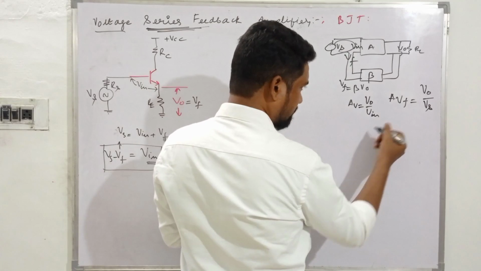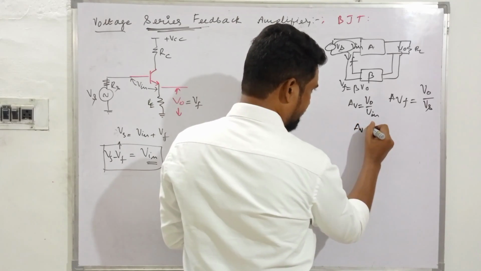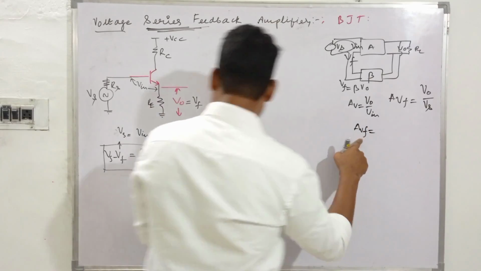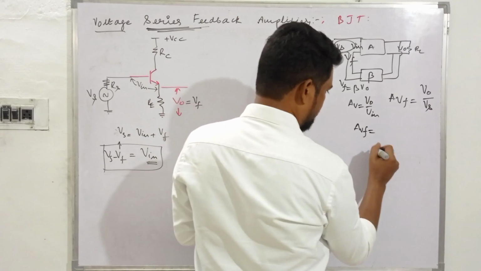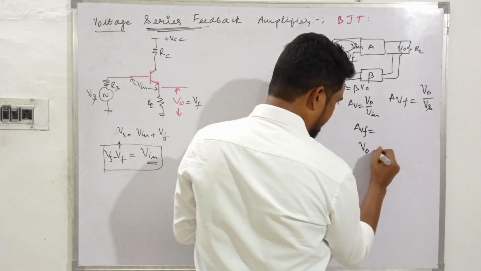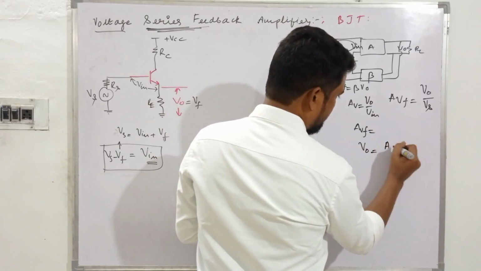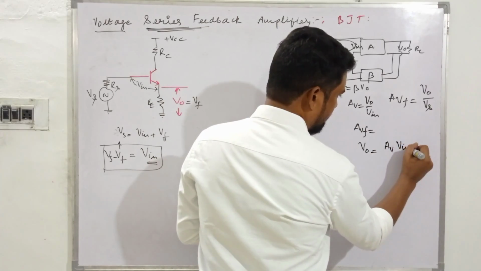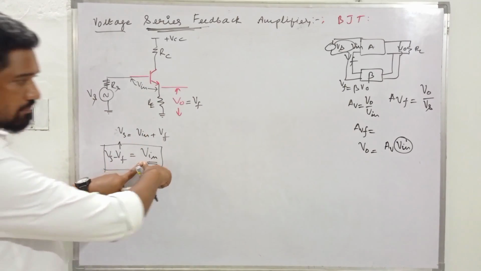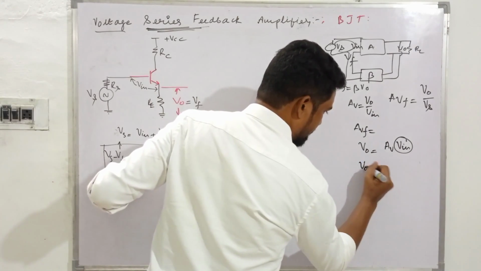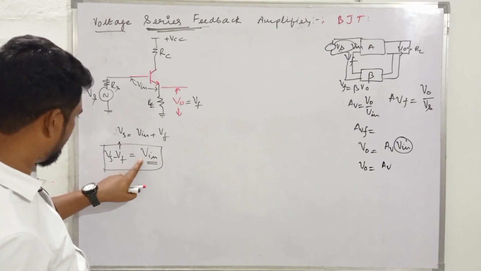All right, so here, evaluating AVF, the voltage gain with the feedback, it's V naught by Vs. So what do we have? V naught is equal to AV times Vn. This Vn is nothing but this Vn here, and V naught is AV Vn as it is. Vn is this one.